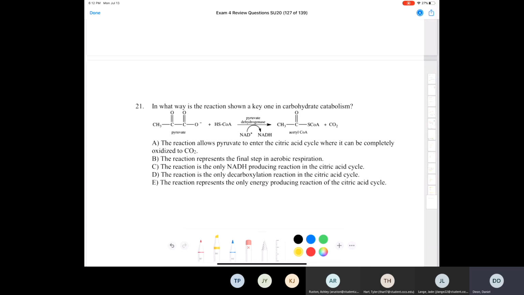Well, if you're unsure, I can help you out. The answer is A, because we need to get pyruvate into the citric acid cycle because it's one of the products of glycolysis. And this is how we get our pyruvate into the citric acid cycle, where it can be completely oxidized to produce carbon dioxide in the end. Anyhow, that covers all the questions.